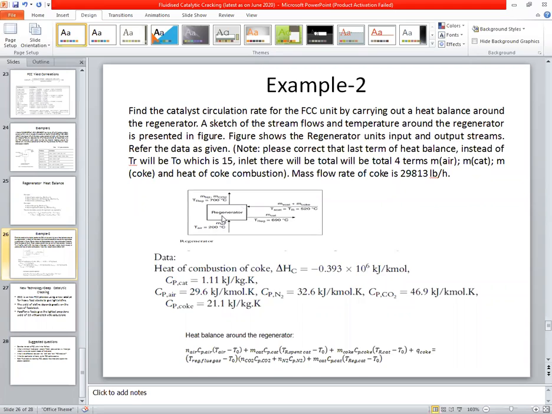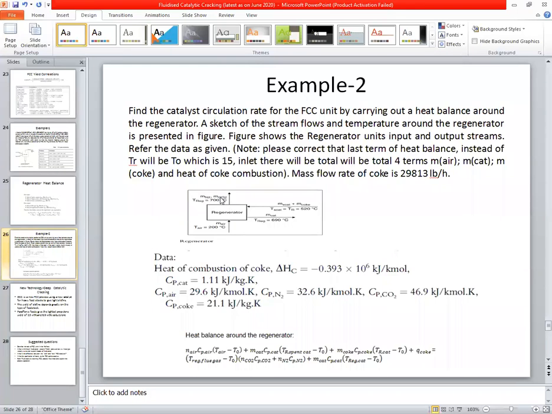Yesterday I showed you that we add heat and air in the regenerator. So mainly we are doing carbon combustion. Carbon means coke. Coke is a carbonaceous material, so we have to combust that. The air enters at 200 degrees centigrade.